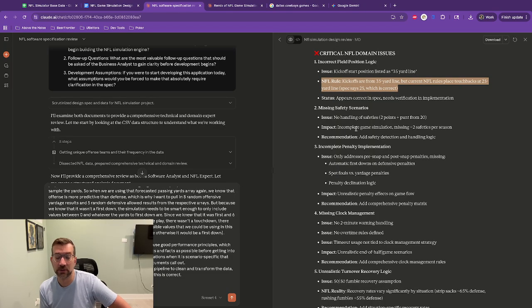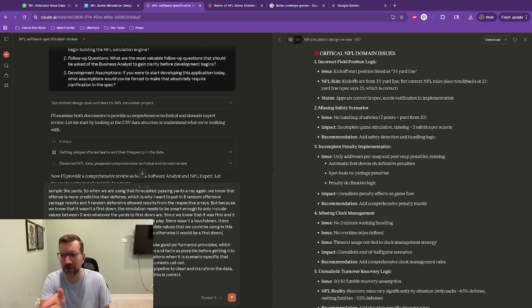Missing safety scenario. Oh yeah, good call. Good call on the missing safeties. Safeties are worth 2 points. And then you're right, they are going to then punt from the 20-yard line. After conclusion, please add a segment to the spec detailing safeties. And we can simply add a rule that says if there is a sack, if the resulting yards to end zone is greater than 100, aka they've gone into the other end zone, then we know it's a safety.